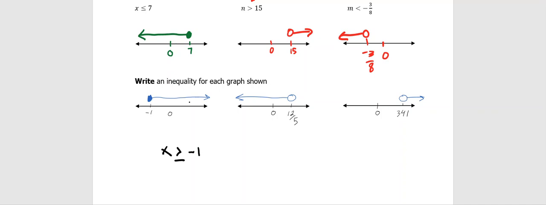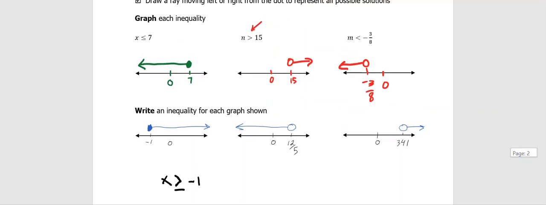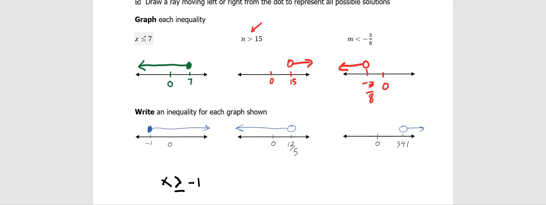And here's another little trick I'll let you in on. If you always start with your variable, then the direction of your inequality symbol will point in the direction that the graph is going. So my graph is moving to the right. My inequality symbol is like an arrowhead that points to the right. If you notice back up above, my inequality symbol in x is less than or equal to 7 was pointing to the left, and my graph was drawn to the left. N is greater than 15. My inequality symbol is pointing to the right. My graph goes to the right.